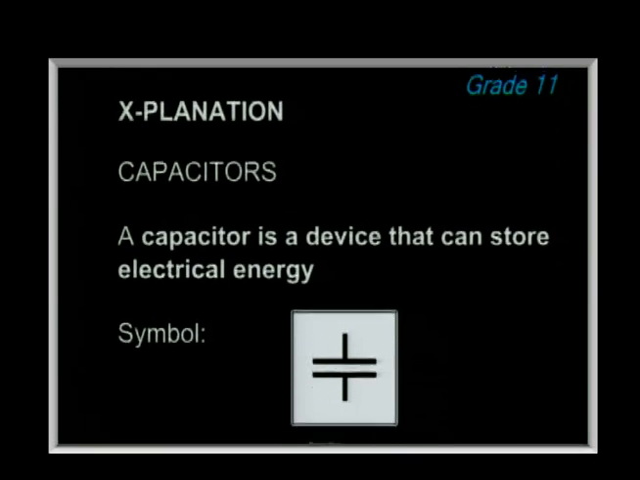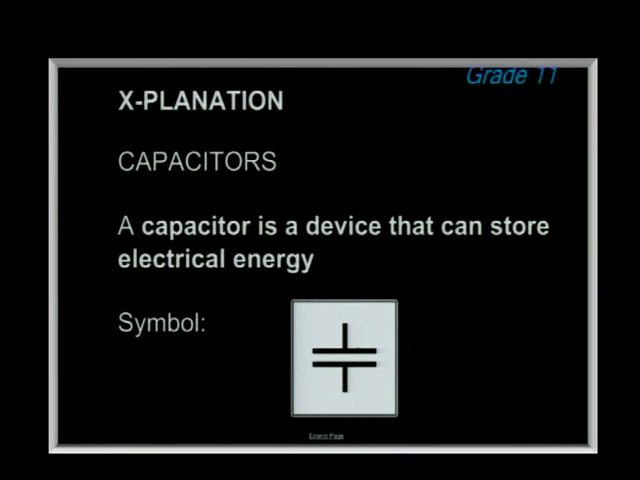Right, let's start with capacitors. So what are these things called capacitors, and what do they do? Very simply, a capacitor is an electrical device that can store electrical energy. In a circuit, we give it that sort of symbol. Now, that doesn't tell you too much about what's happening there. So what do they actually look like? I've collected some photographs. Let's have a look at these and I'll tell you a little bit about them.